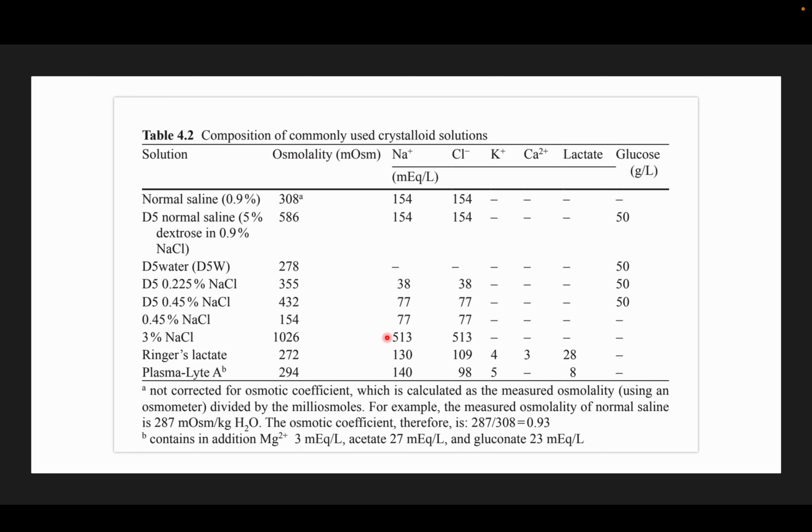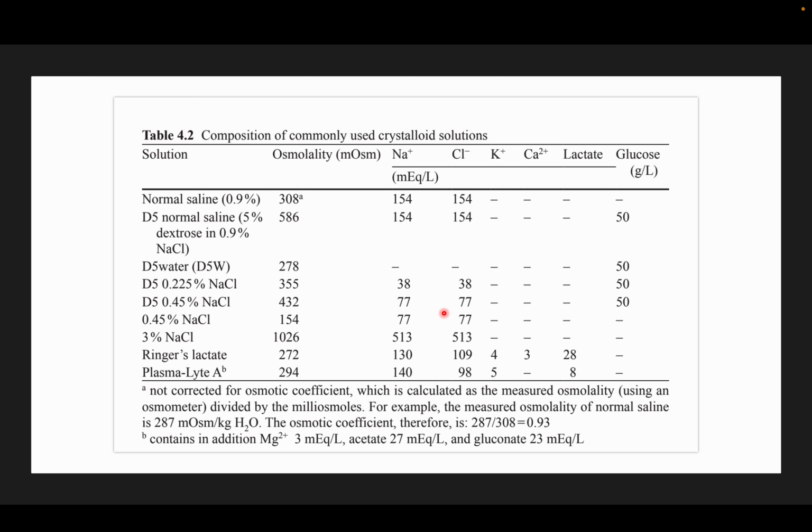It has 513 milliequivalents of sodium, and it has an osmolarity of 1026. And Ringer lactate is almost isoosmolar. It's more balanced: 130 milliequivalents of sodium, 109 milliequivalents of chloride, 4 of potassium, 3 of calcium, and 28 of lactate. So when do we use these? What is the primary concern?